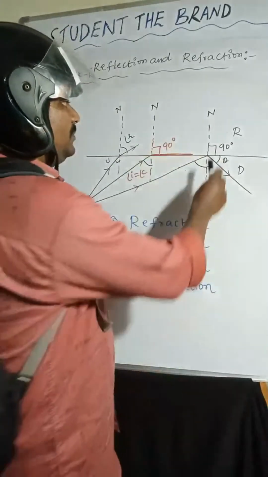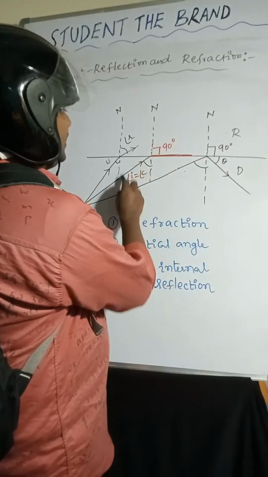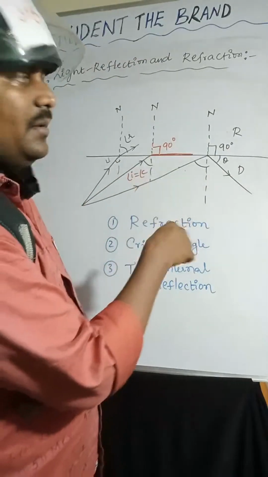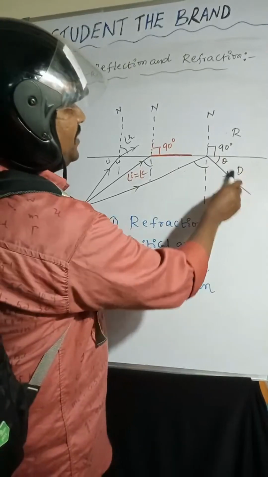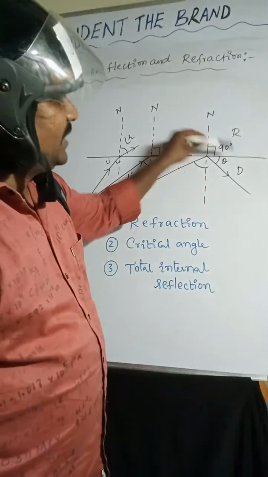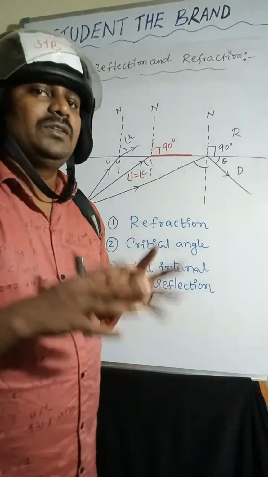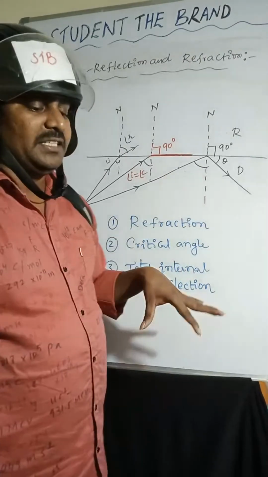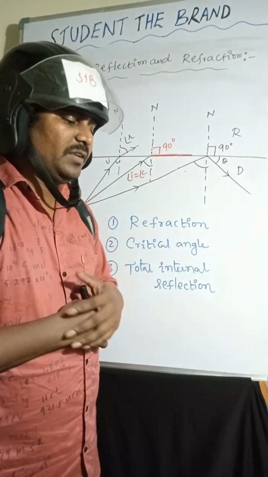So here you can observe 90 degrees plus theta. 90 degrees is the critical angle, and the refracted ray is making more than that. That's why it is reflecting back into the same medium. The same medium is nothing but the denser medium. This phenomenon is called total internal reflection, where the total light is internally reflected. So diamond shines due to total internal reflection.